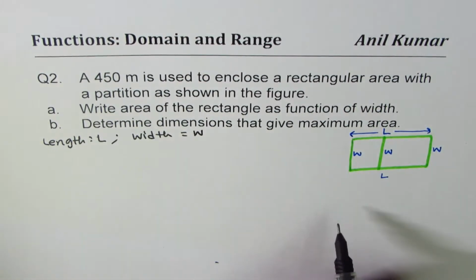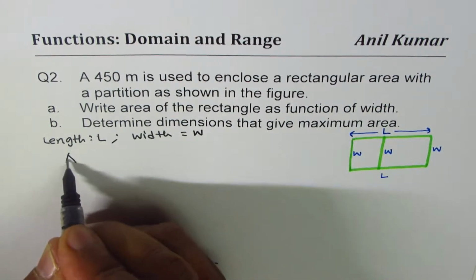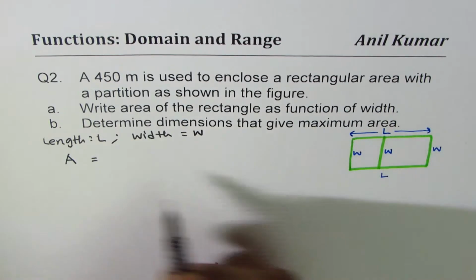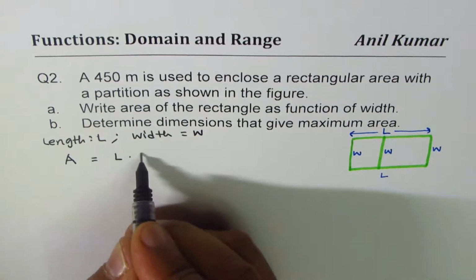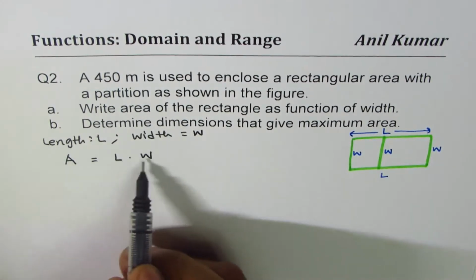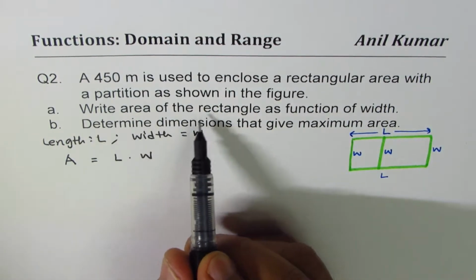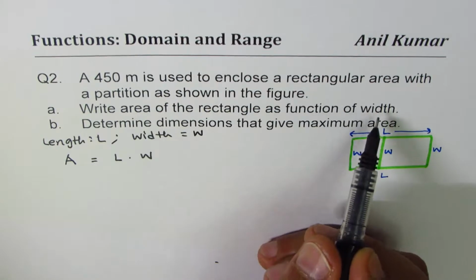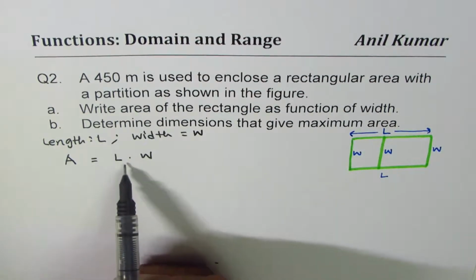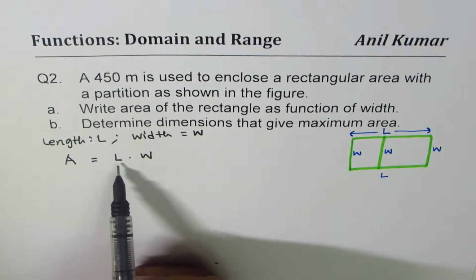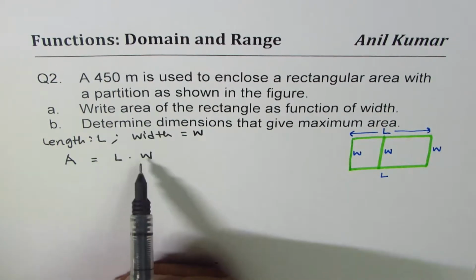Now area will be length times width. Now this has two variables, length and width. We want area of this rectangle as a function of width. That means we don't want L in our equation. We want only W. How do we get that? That's the main issue here.